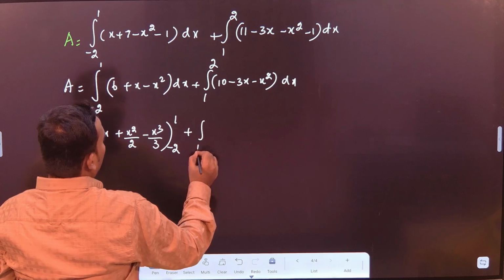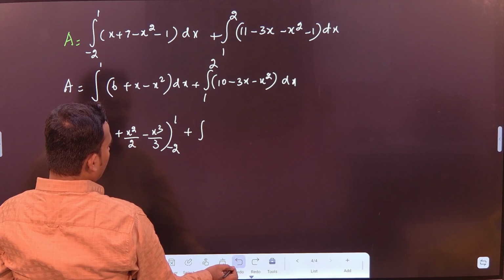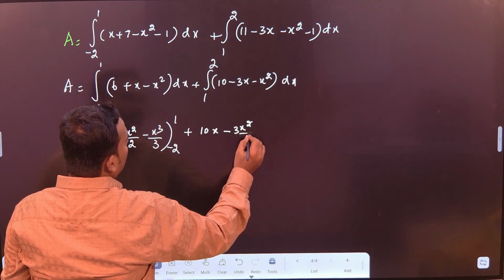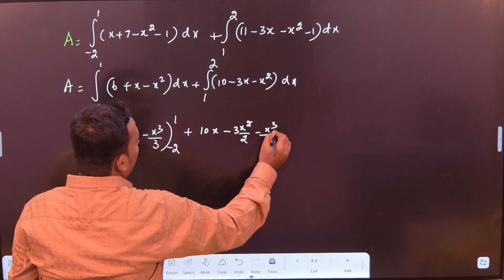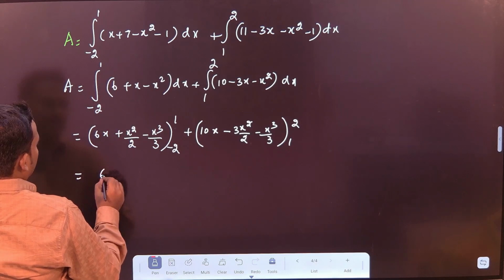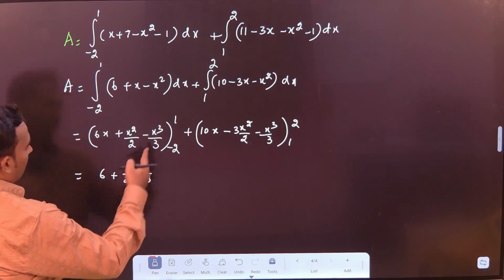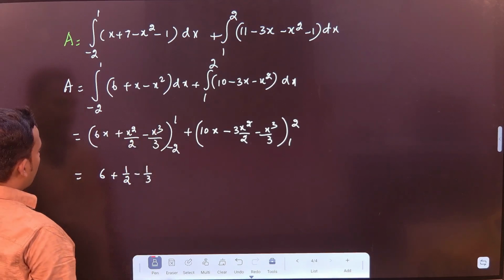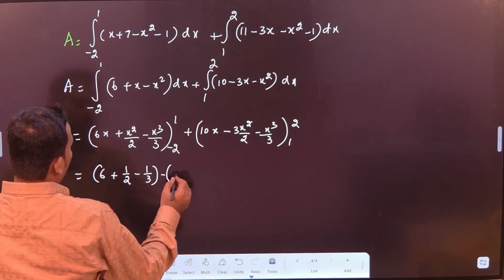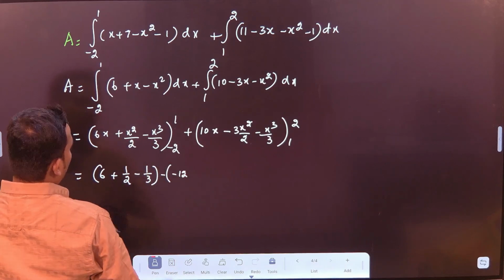Okay, next from 1 to 2, you have to integrate, no? Directly you can integrate. So 10 times x minus 3x square by 2 minus x cube by 3. So from 1 to 2 here, right? So 6 plus 1 by 2 minus 1 by 3, I am applying the upper limit, then upper limit minus lower limit, minus 12. Minus 2 square is what? Plus 4 by 2.